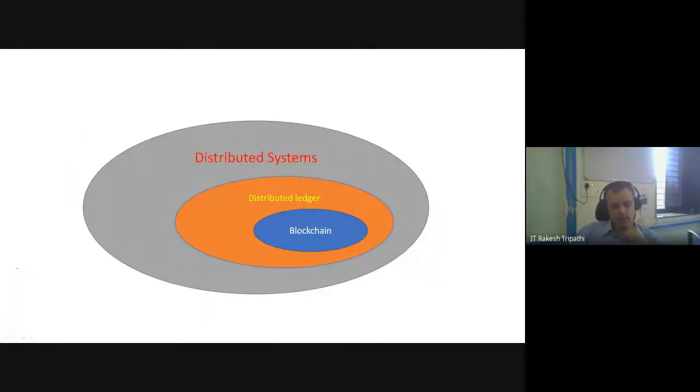Now, what is blockchain? Blockchain is not just a ledger. There's a notion of a distributed system, then a notion of a distributed ledger, and then a notion of blockchain. A distributed system, as you all know, consists of computing nodes that are geographically distributed. They work together towards a common objective. A distributed ledger is a database that is distributed across multiple sites. You replicate that database across multiple sites. And blockchain is a bit different.